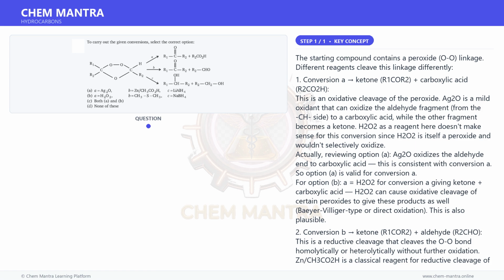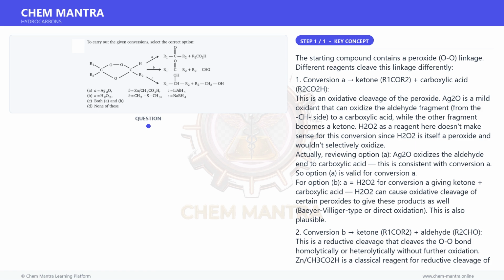However, if we consider that both option A and option B have correct reagent assignments for conversions A, B, and C: Option A, A is equal to Ag2O, valid. B is equal to Zn/CH3CO2H, valid. C is equal to LiAlH4, valid. Option B, A is equal to H2O2, plausible for oxidative cleavage. B is equal to CH3SCH3, valid for reductive cleavage in ozonolysis type. C is equal to NaBH4, questionable but possible if carbonyls are intermediates.